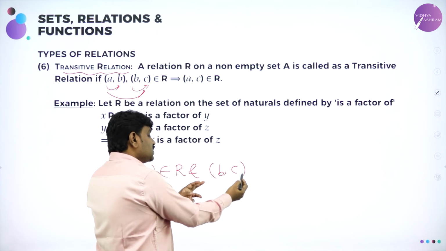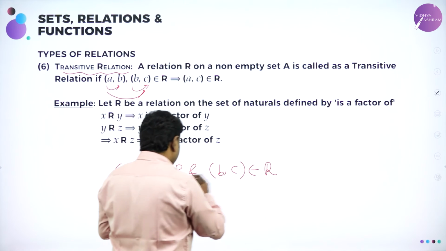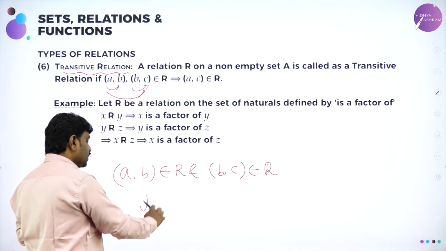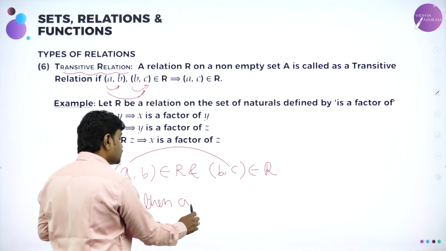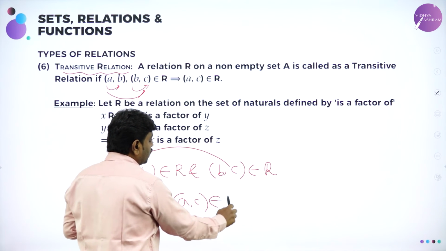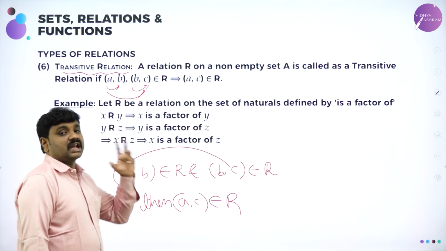So if AB belongs to the relation, it means the first element is related to the second, and the second is also related to the third, and BC also belongs to R. If these two are true, then AC, the first element, should also be related with the last element. AC should belong to R. Then we say R is transitive.